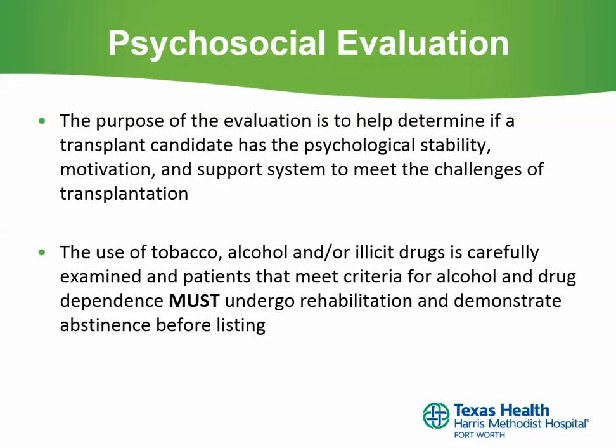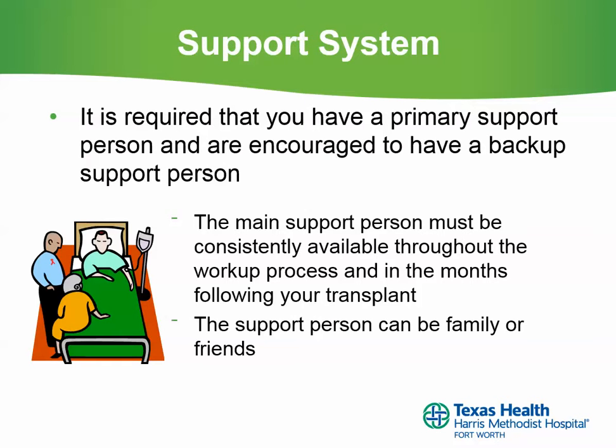The use of tobacco, alcohol, and/or illicit drugs is carefully examined, and patients that meet criteria for alcohol and drug dependence must undergo rehabilitation and demonstrate abstinence before we will list them. It is required that you have a primary support person, and you're encouraged to have a backup support person. This main support person must be consistently available throughout the workup process and in the several months following your transplant. That support person can be a family member or a friend. This support person has a critical role in the outcome of a transplant recipient.